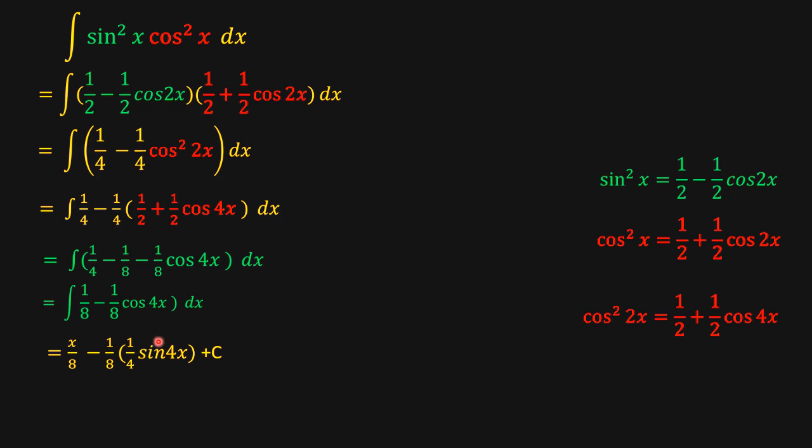In other words, you have to just factor out 1/4, and then finally multiply our answer. We get x divided by 8 minus 1/8 times 1/4 is 1/32, and we simply bring down our sine 4x, and we are done, plus a constant because the limit of integration is missing.